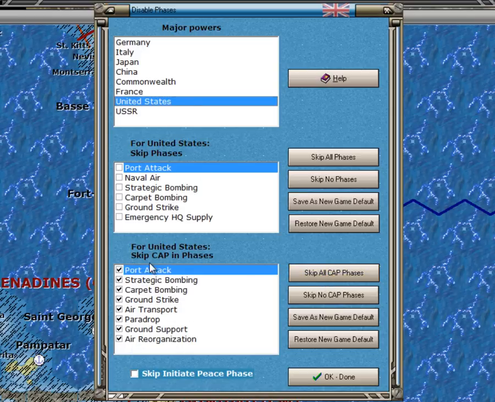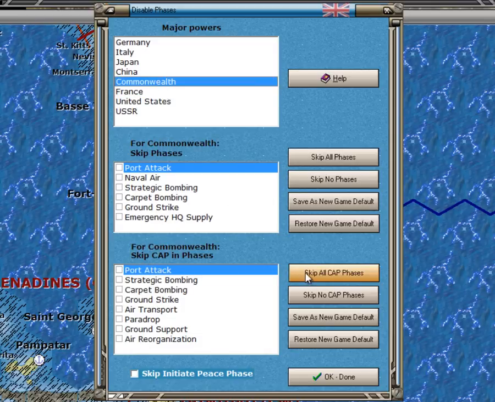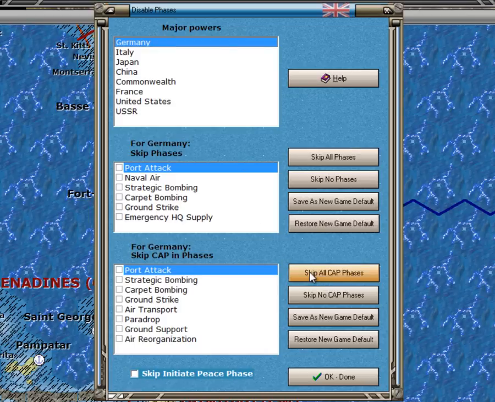So the United States is never going to fly CAP. If you go to the Commonwealth, you can also say Skip All CAP Phases. And you can do this for each country in turn. Or you can undo that. You can also save these as defaults and restore an existing default.